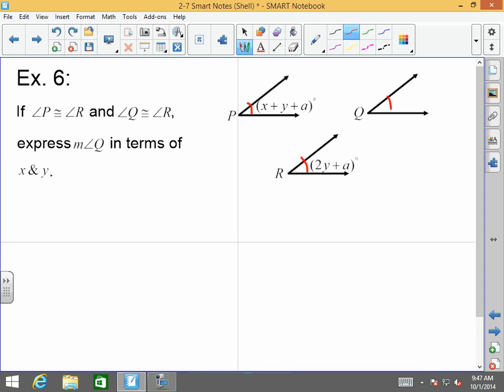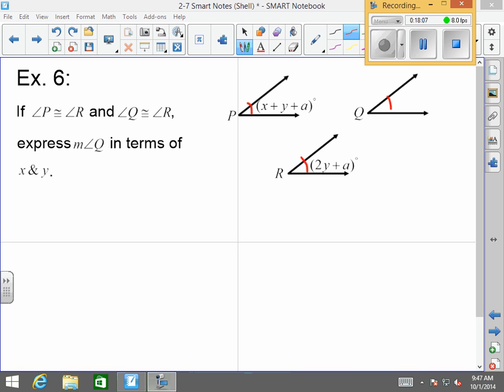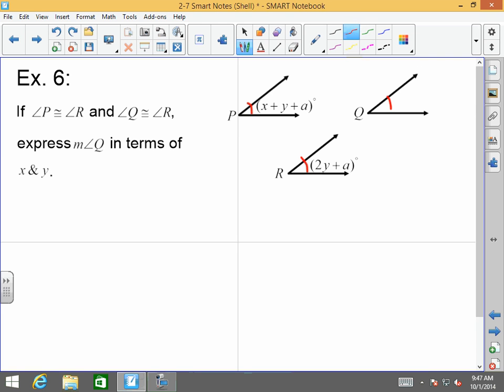Okay, wait, hold on. Give me 1 second. I may have made a mistake here. They're not asking for the measure of angle Q in terms of X and Y. They're asking for this in terms of X and A. Sorry, my bad. So this changes things just a little bit.